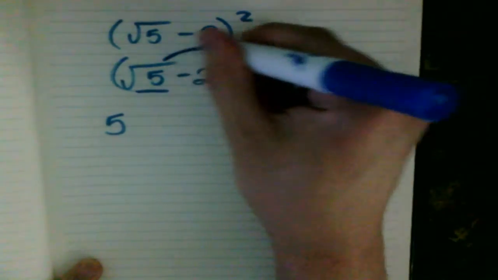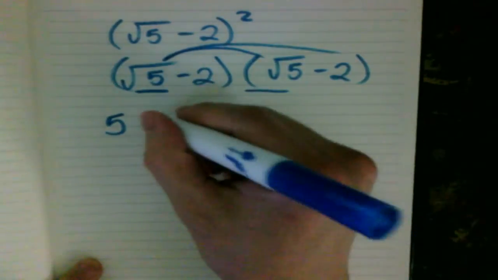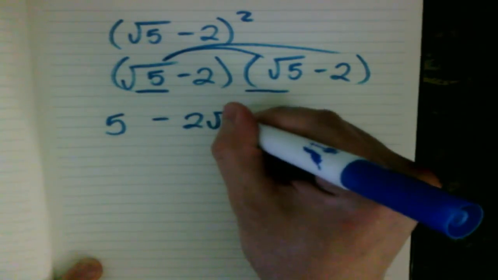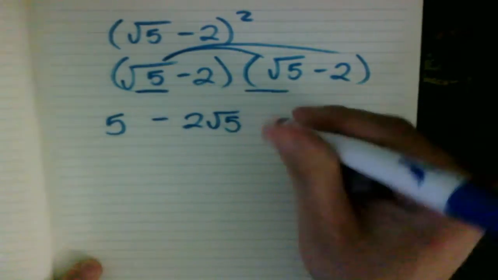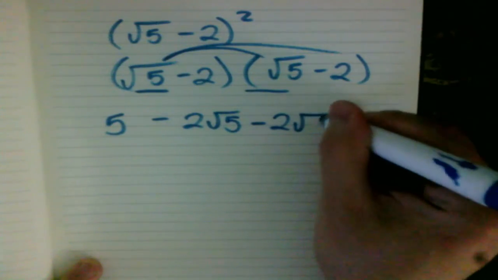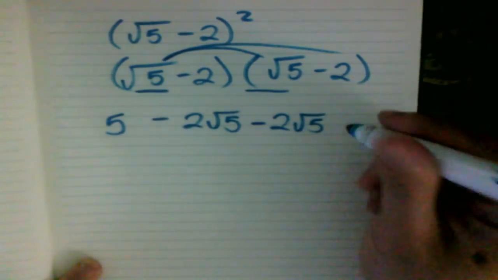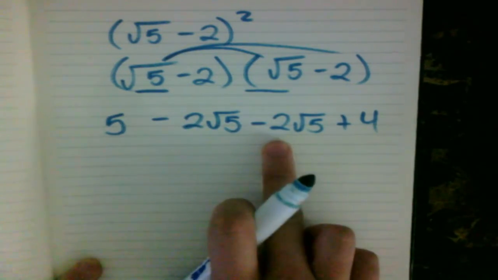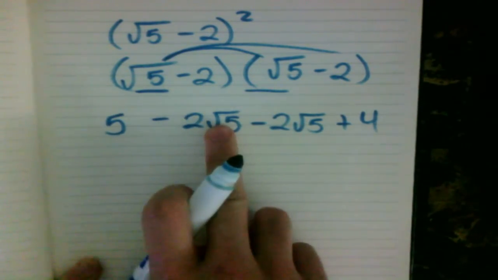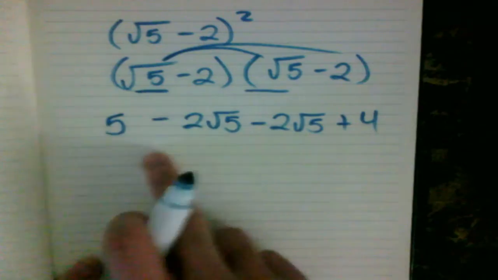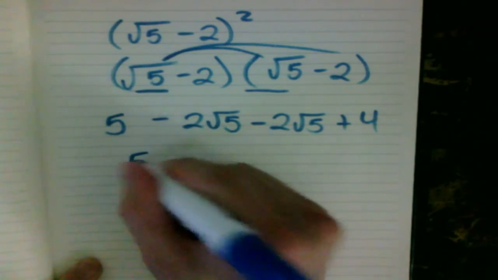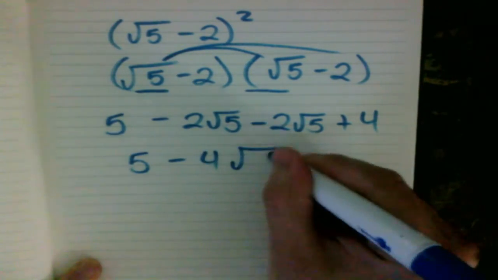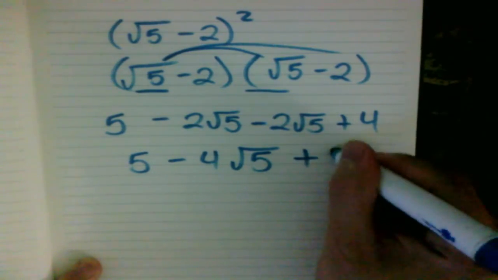So let's talk about outer. Square root of 5 times negative 2 gives you negative 2 root 5. Negative 2 times the square root of 5 is negative 2 root 5. And then last is negative 2 times negative 2 is a plus 4. We can combine these because they have the same radical. So it's negative 2 minus 2. Negative 2 minus 2 is negative 4. Don't forget your radical, plus 4.